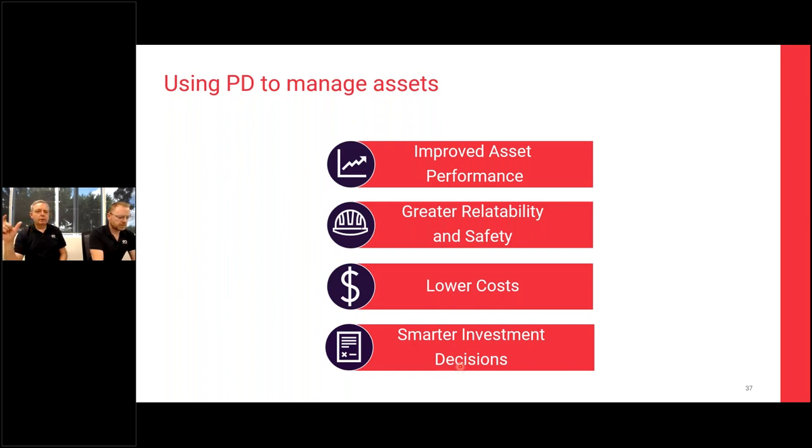Knowing which of your assets is starting to exhibit issues that may be towards end of life gives you a much better indication of where things need to be taken out than maybe just using age-based replacement, which is proven time and again to be not the most cost-effective way of managing large populations of assets.